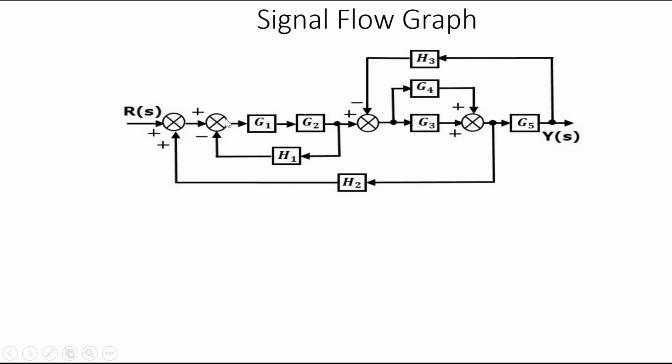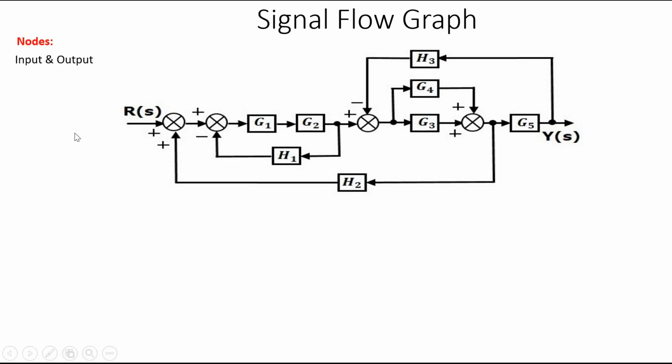Consider this block diagram. We have to construct the signal flow graph of this system, this block diagram. A signal flow graph consists of a number of nodes, points, and branches that have gain values. So we first have to identify the nodes from this block diagram. How can we find the nodes from this block diagram? There are a number of possibilities for having nodes.